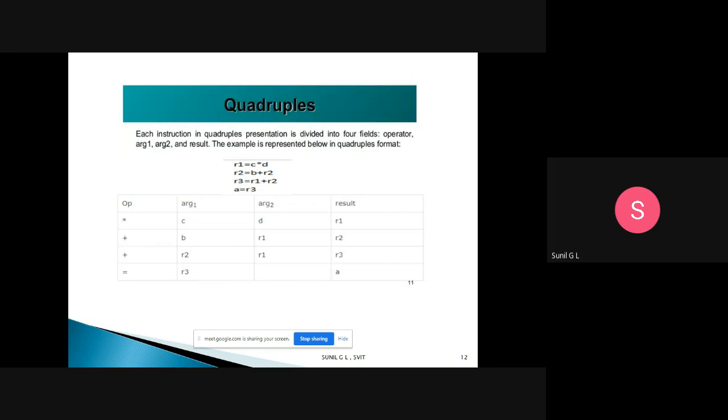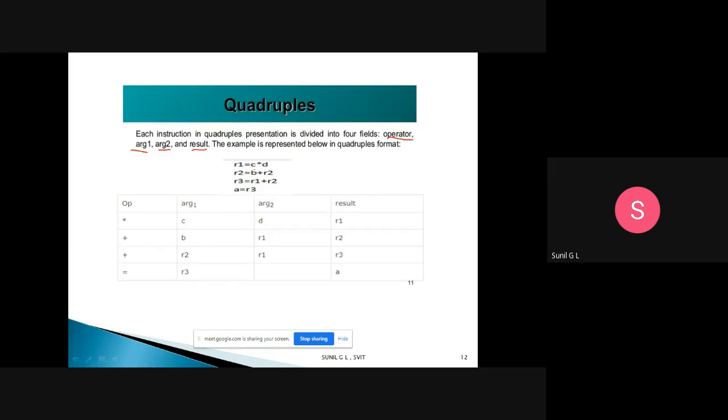In quadruples, each instruction in the representation is divided into 4 fields: operator, argument 1, argument 2, and result. For example, here we have taken the same example: R1 is equal to C star D, R2 is equal to B plus R1, then R3 is equal to R1 plus R2, and A is equal to R3.